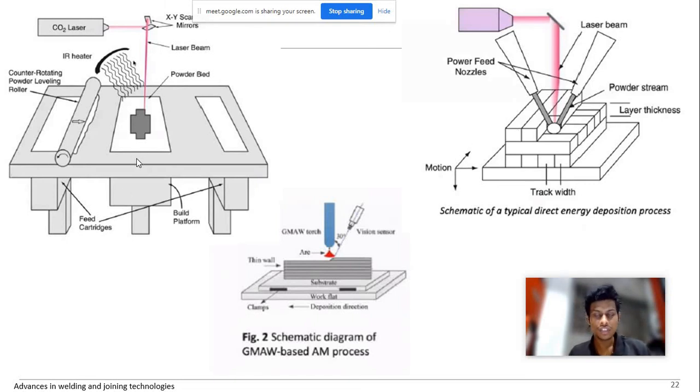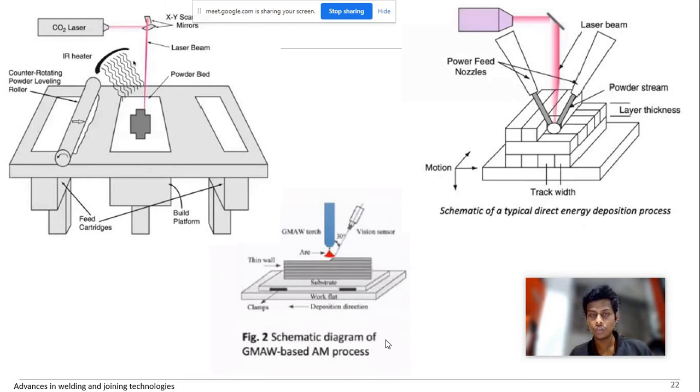schematic. Since we are using powder, handling of powder is very difficult, manufacturing of powder is much more difficult, and the powder particle size is also very small. So we can use it only for small sized components. But one advantage of powder, either in powder DED or powder bed fusion, is that you can use it for complicated shapes in metal additive manufacturing.